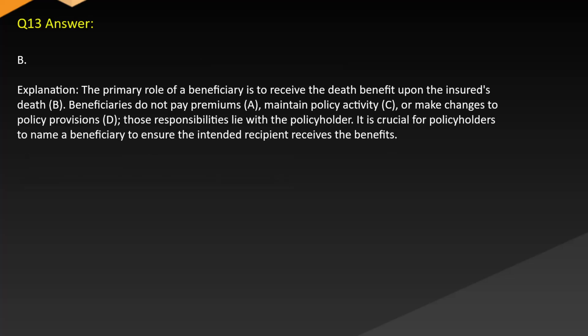Answer B. Explanation. The primary role of a beneficiary is to receive the death benefit upon the insured's death. B. Beneficiaries do not pay premiums (A), maintain policy activities (C), or make changes to policy provisions (D). Those responsibilities lie with the policyholder. It is crucial for policyholders to name a beneficiary to ensure the intended recipient receives the benefits.